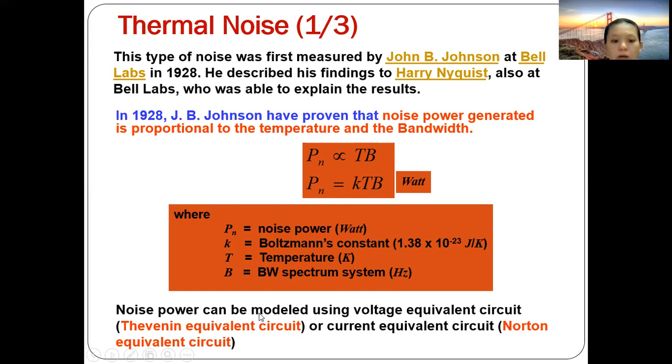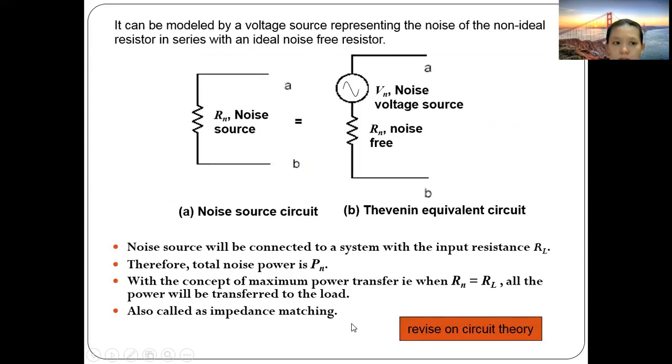So the noise power can be modeled using the voltage equivalent circuit, the Thevenin equivalent circuit, or the current equivalent circuit, the Norton equivalent circuit. Now we go to the circuit. It can be modeled by a voltage source representing the noise, in series with an ideal noise-free resistor.